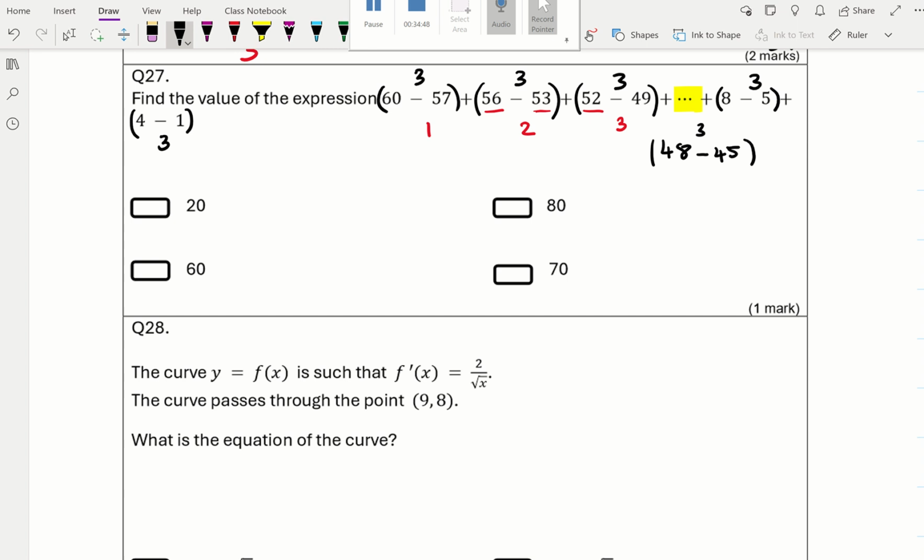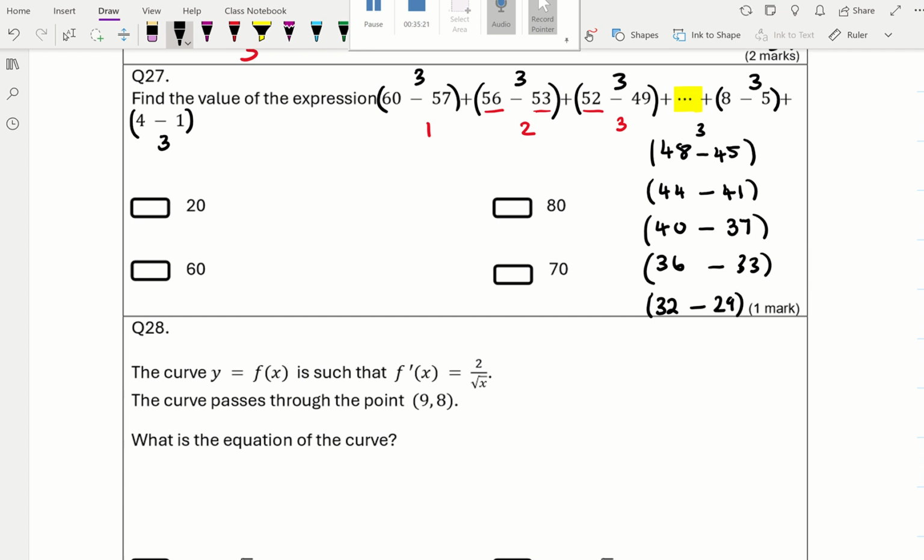And from 45, I go down to 44. And 44 minus 3 is 41. And then from 41, I have to go to 40 because I go down by 1. And minus 3 is going to give me 37. And then from 37, I go to 36. Minus 3 is 33. And then from 33, I go to 32.